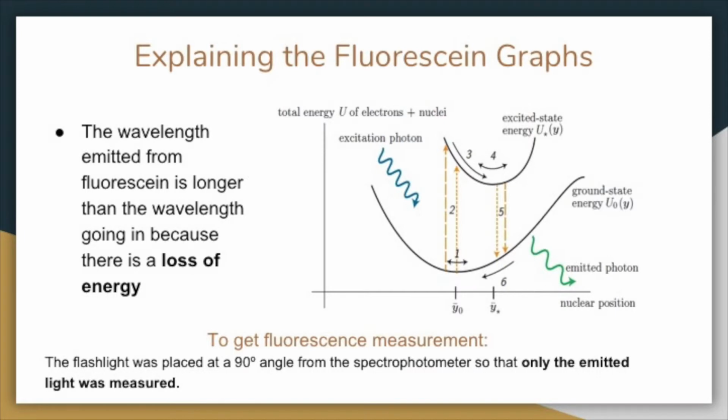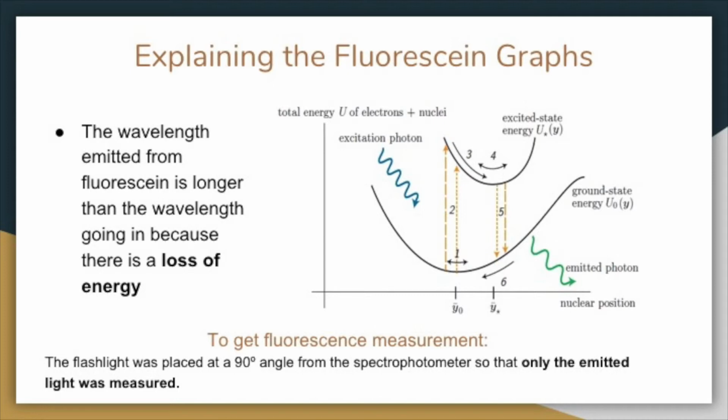The graph on the previous slide shows the absorbance and fluorescence of the fluorescent dye. It can be seen that the wavelength emitted from fluorescent is longer than the wavelength going in. This is due to a loss of energy. The figure to the right shows this process on a molecular scale. A photon can cause a molecule to enter an excited state. Then when the molecule relaxes, some of the energy was used or transferred, such as vibrational energy. Then when the photon is emitted or fluoresces, the wavelength is longer because there's less energy.